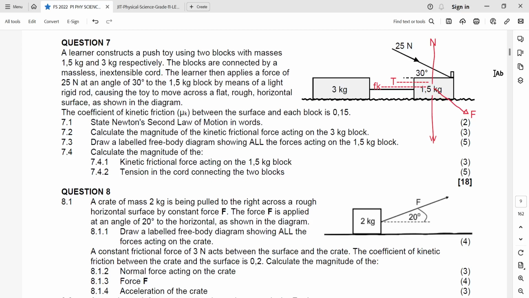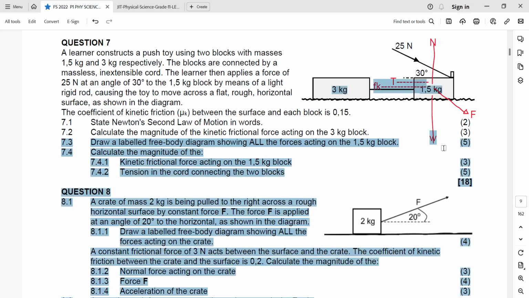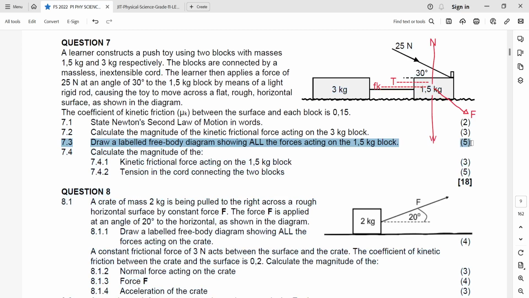Let's see if they're looking for it: question 7.3. I'm reversing things now. Here is the 7.3 question, and the marks are 5. 5 out of 150, so not 3%. It says: draw a labeled free body diagram showing all the forces acting on the 1.5 kg block.